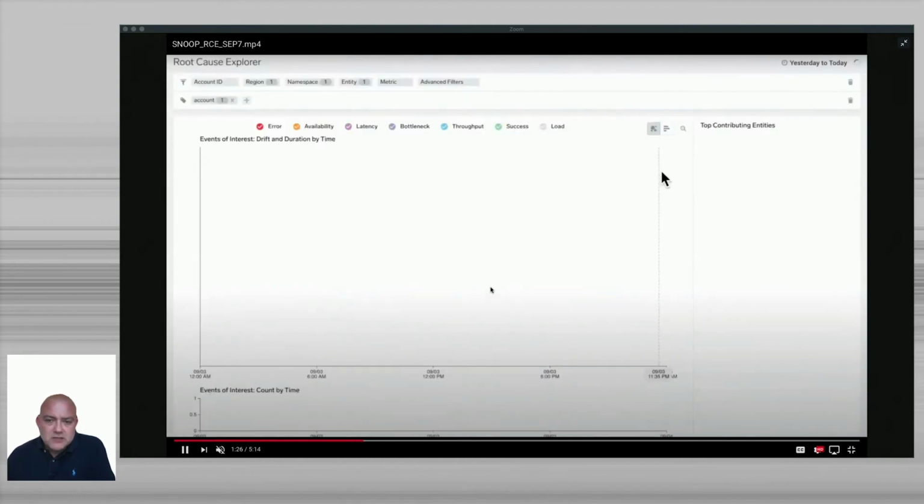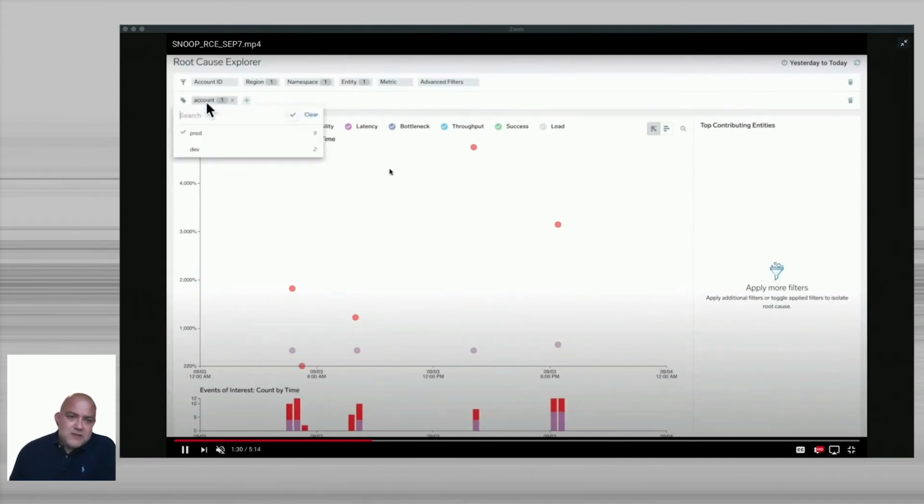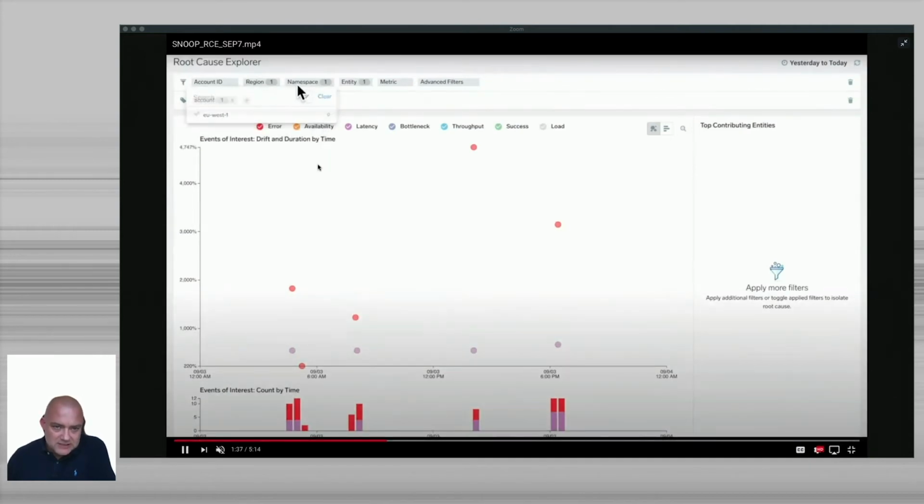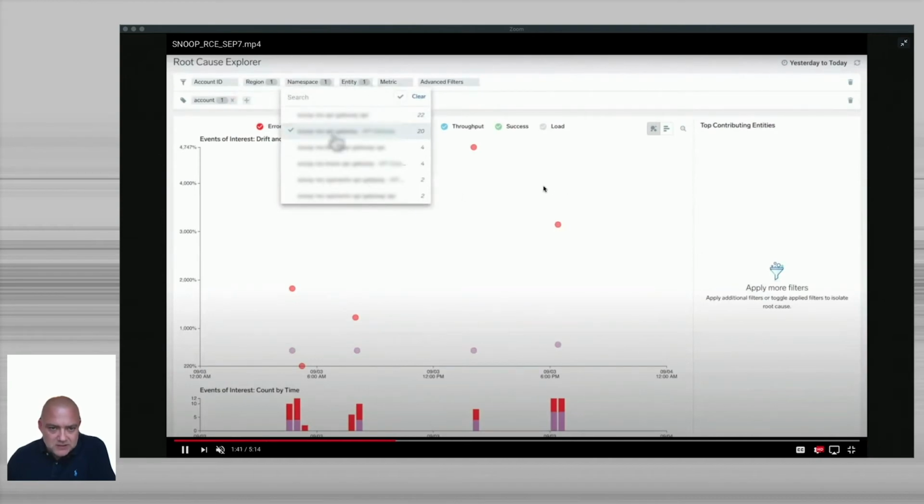And the first thing you'll see when you click on root cause explorer is that the context for the account is still prod. The region information that was already selected has been passed over. The context on the entity has been passed over. So it's still the mobile services API gateway.